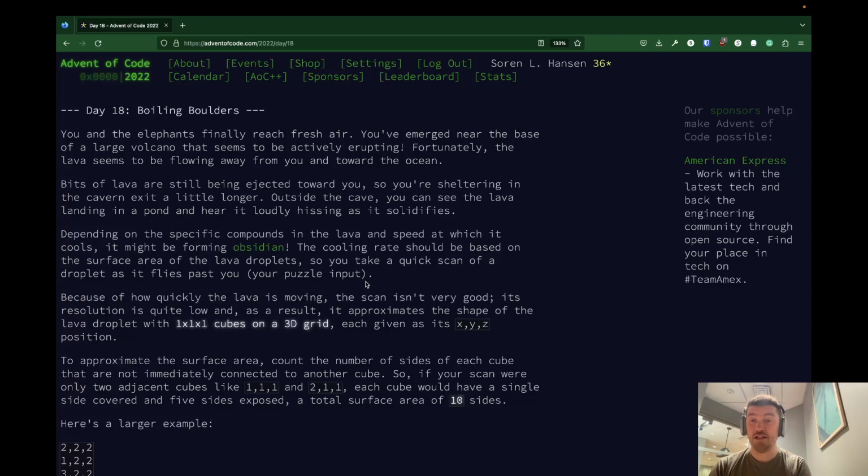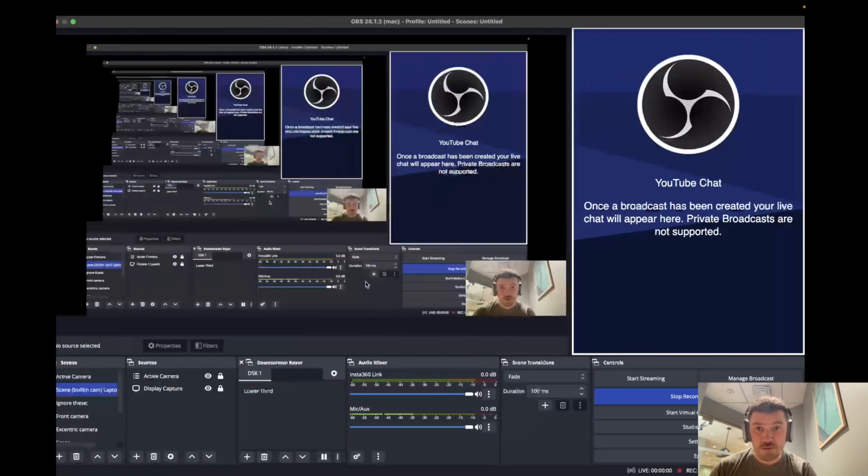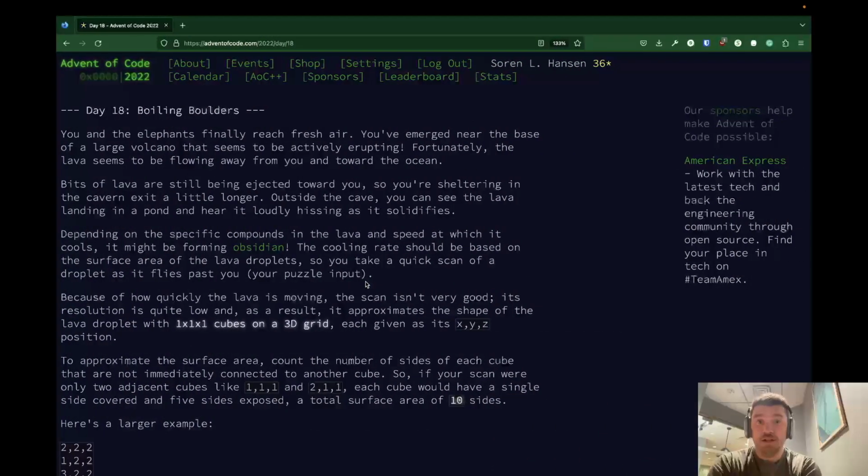All right, day 18, Boiling Boulders. You and the elephants finally reach fresh air. You've emerged near the base of a large volcano that seems to be actively erupting. Fortunately, the lava seems to be flowing away from you and toward the ocean. Bits of lava are still being ejected towards you, so you're sheltering in the cavern exit a little longer. Outside the cave, you can see the lava landing in a pond and hear it loudly hissing as it solidifies. Depending on the specific compounds in the lava and the speed at which it cools, it might be forming obsidian.